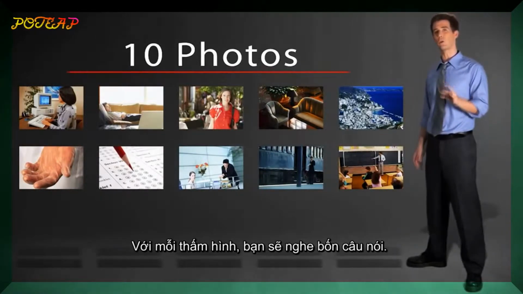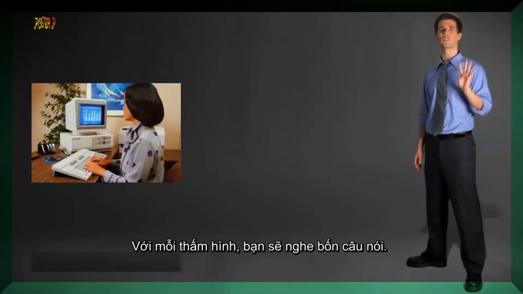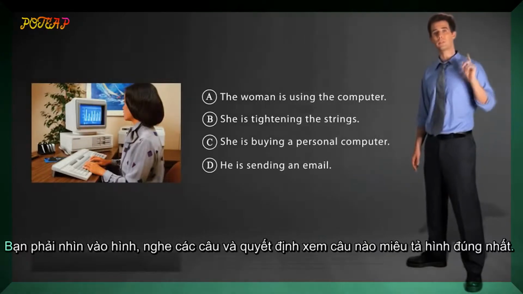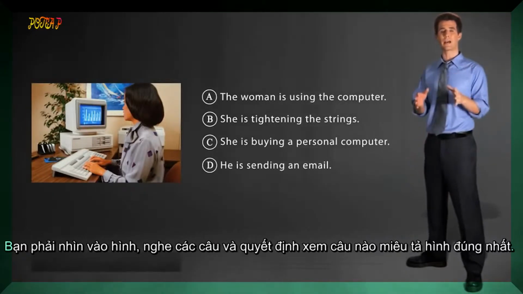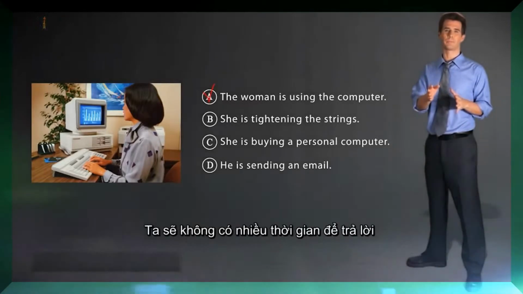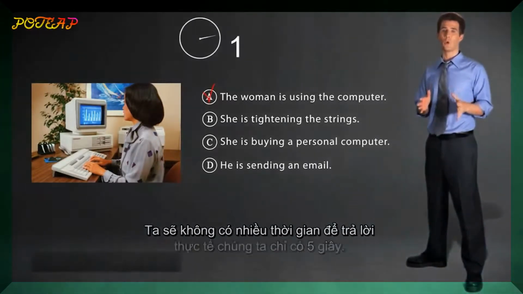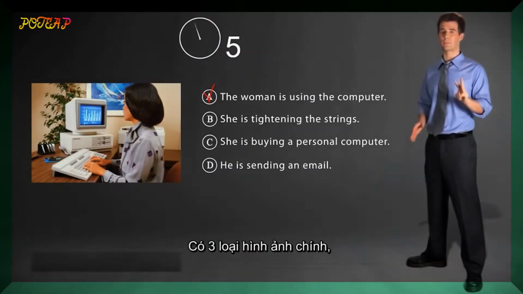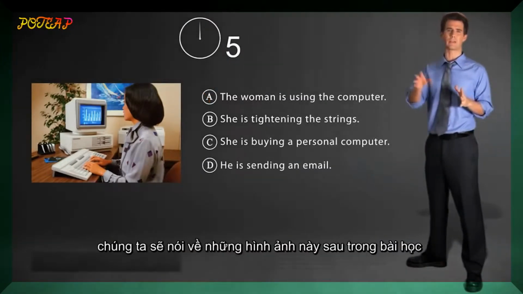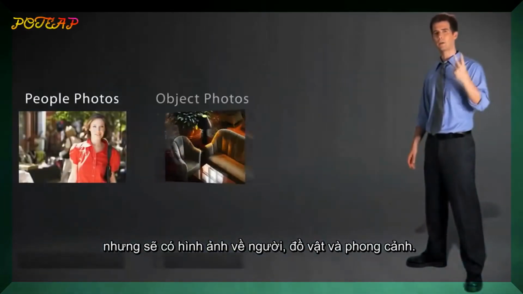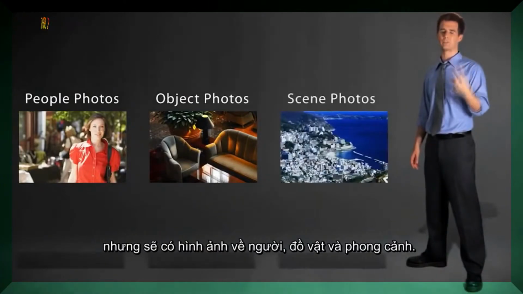Now, for each photo, you will hear 4 spoken sentences. You have to look at the photo, listen to the sentences, and decide which sentence best describes the photo. Now, we don't have a lot of time to answer. We only actually have 5 seconds. Now, there are 3 main types of photos. We'll talk about these later in a different lesson, but there are people photos, object photos, and scene photos.